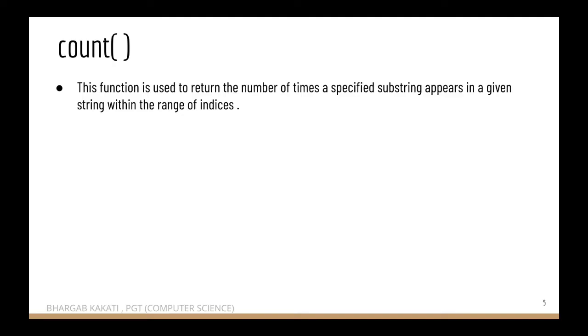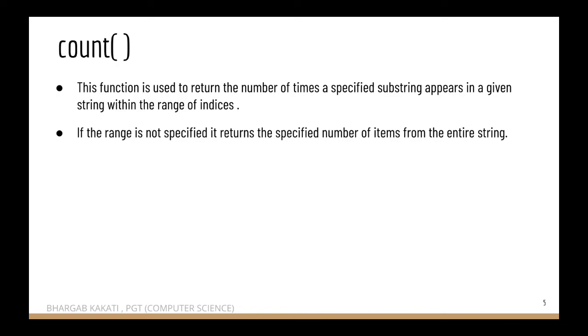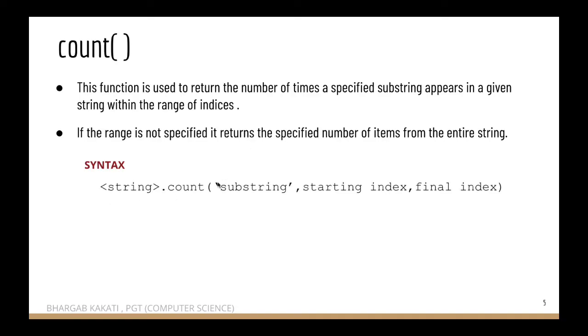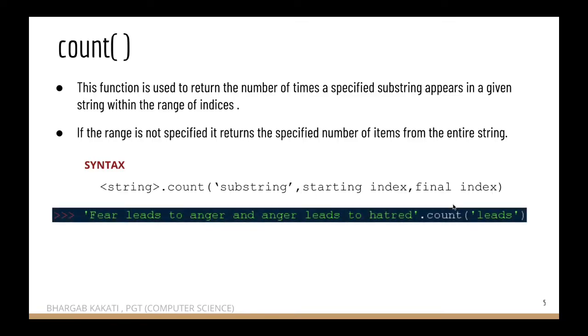Now what do we mean by substring? Substring means a part of a string. If from the entire string we consider only a part, that part is referred to as a substring. If the range is not specified, it counts over the entire string. Let's try to understand with the help of an example. This is the syntax: string.count, within quotes we put the substring, comma the starting index, comma the final index.